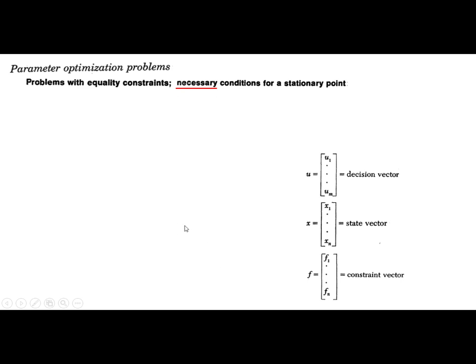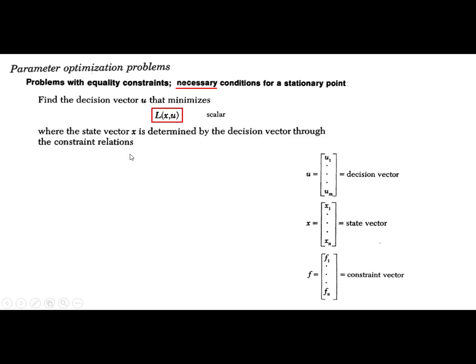Based on these vectors, we now can reformulate our original problem as: find the decision vector u, that minimizes a scalar performance function capital L of vectors x and u. The state vector x is subjected to a set of constraints f, that could be written as f of x and u equal to 0. This is a set of n equations.